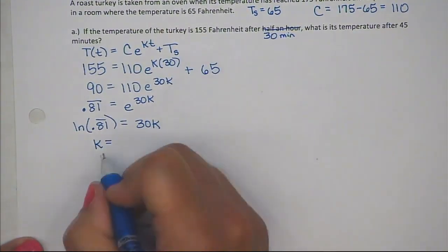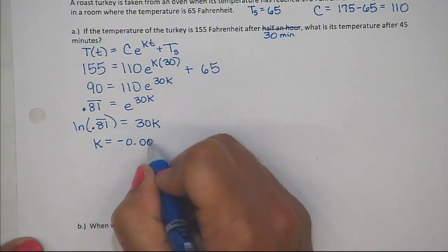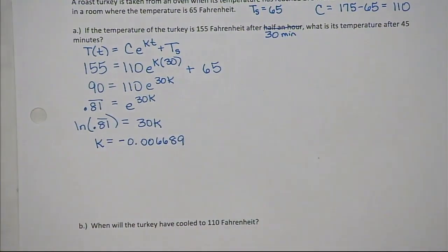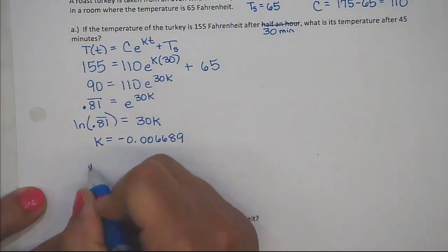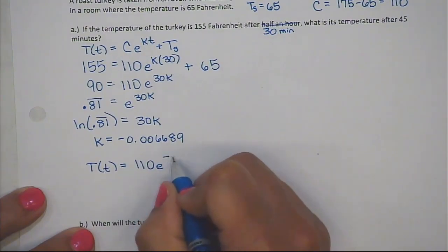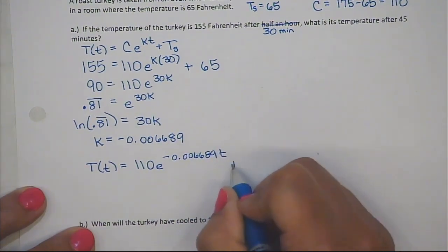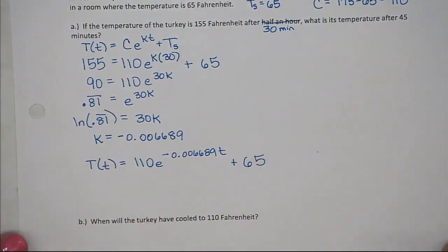So you should get a negative rate because the temperature is going down. 0.06689. Does that sound right? 0.006689. I'll just leave it at that. Okay. So I haven't answered the question yet. The question is, what is the temperature after 45 minutes? Now that I know my formula, then I can just plug 45 into it. So your formula is 110 e to the negative 0.006689 t plus 65. That's your formula.